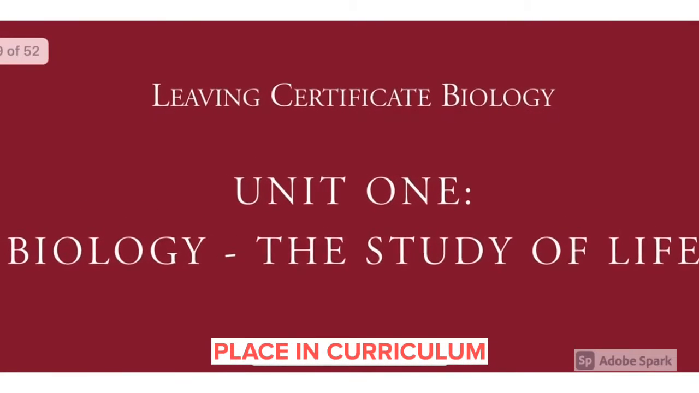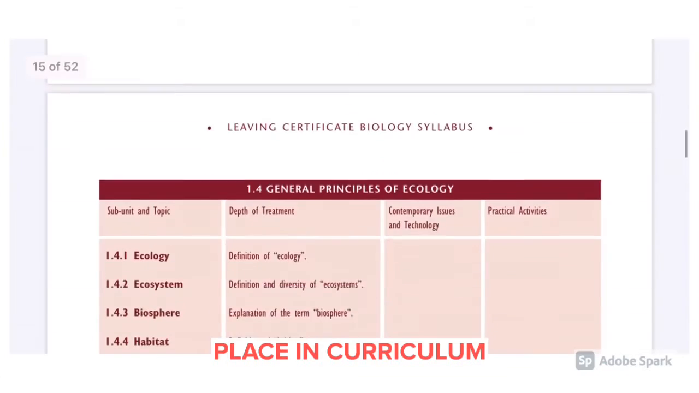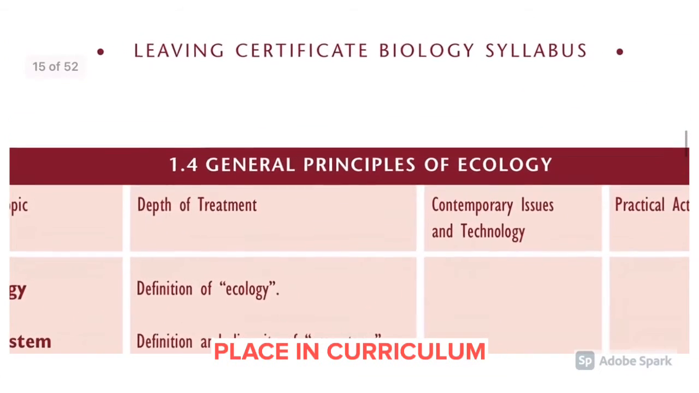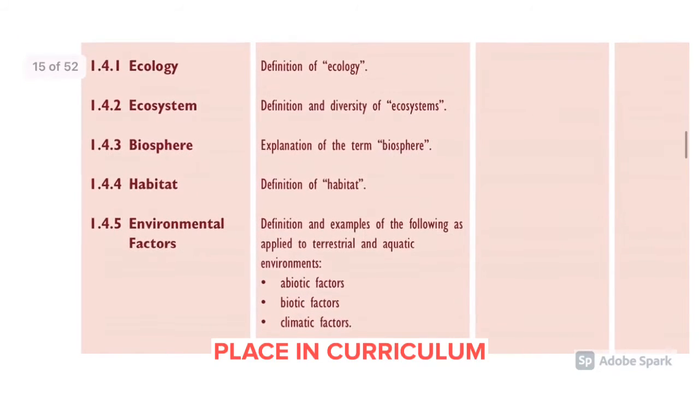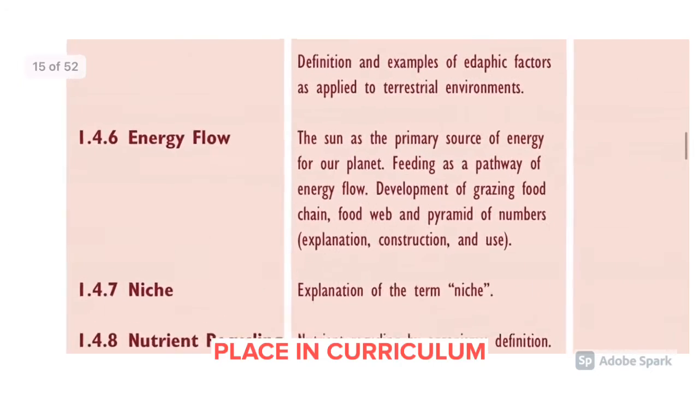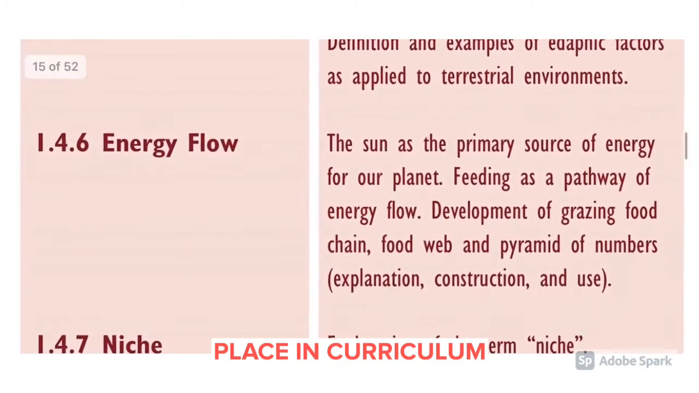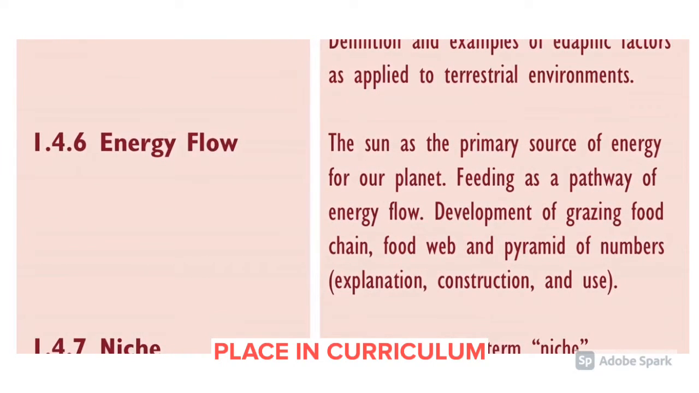You'll find this lesson in Unit 1, The Study of Life. Under Section 4, General Principles of Ecology, the kids will go through the definition of ecology and ecosystems, biospheres, habitats, environmental factors that affect all that, and then they reach energy flow, and this is the specification that they have to learn.